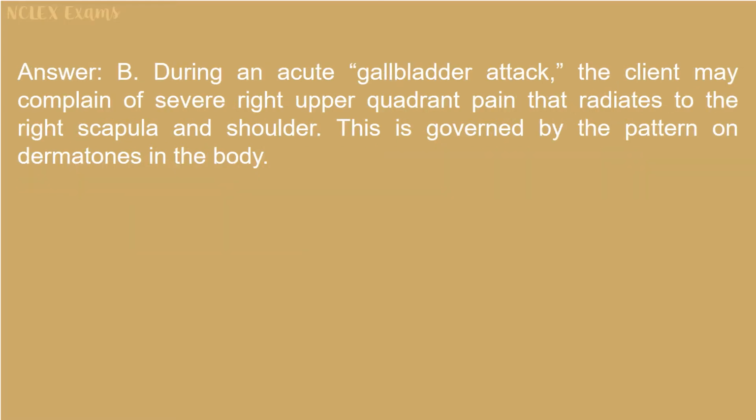Answer B. During an acute gallbladder attack, the client may complain of severe right upper quadrant pain that radiates to the right scapular and shoulder. This is governed by the pattern of dermatomes in the body.